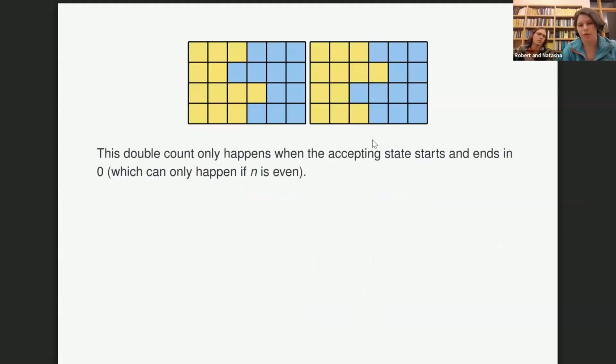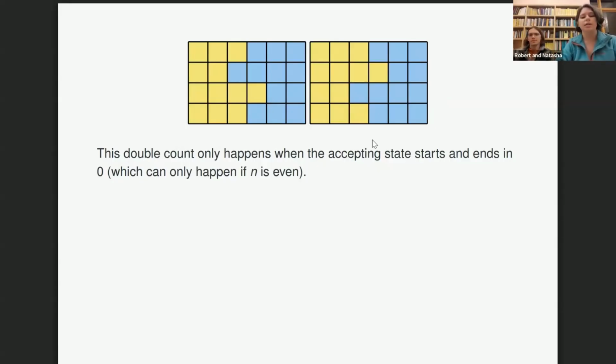All right. What about this reflection over the x-axis? Well, this happens only if the accepting state starts and ends in 0. So if we have exactly half yellow and half blue on both the bottom row and the top row, and that can only happen if n is even. So it's a little harder to fix, but that's okay.